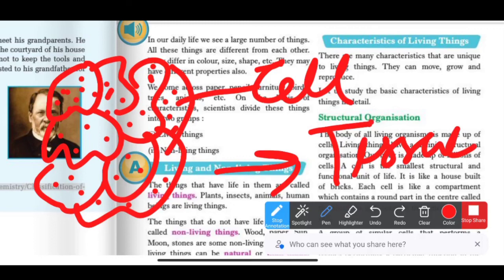Now combining all the tissues, they form one particular organ. Organs are what? Like the lungs, your stomach, the heart. These are all the organs. And how many organs are there in your whole body? Your body is actually the organ system. A group of organs that perform particular life processes forms an organ system.